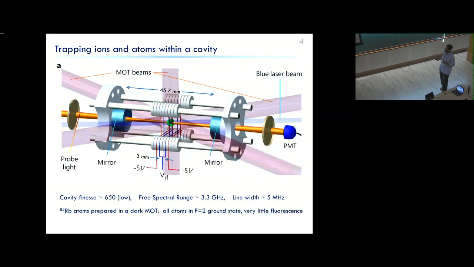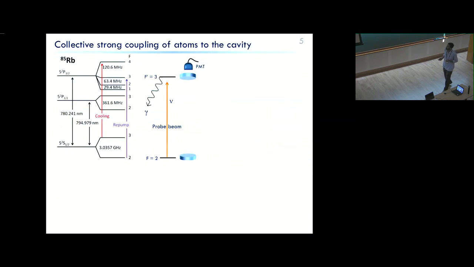And then if you want to create ions, we shine a blue laser beam which ionizes some of the atoms and creates ions. And to trap those ions, we apply some RF and DC voltages on these electrodes, which are these wires shown here, and we trap ions. Now the question is, how do we know if there are trapped ions without destroying them? For that we use this coupling between these atoms and the cavity. So let's see how we do that. Here's the energy level diagram of rubidium 85.